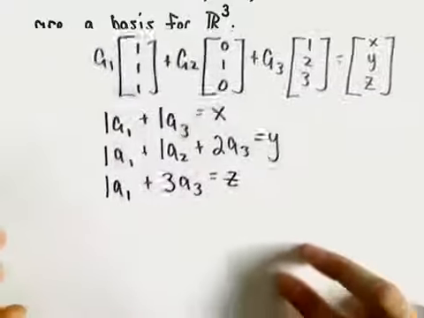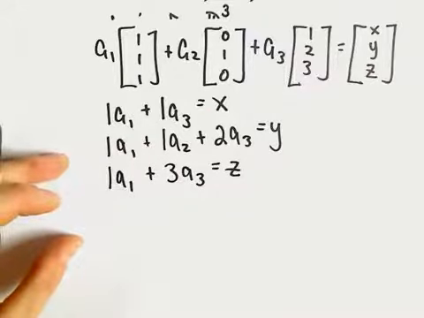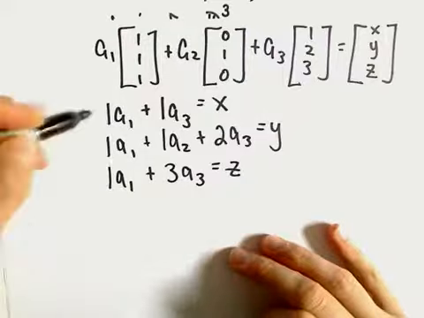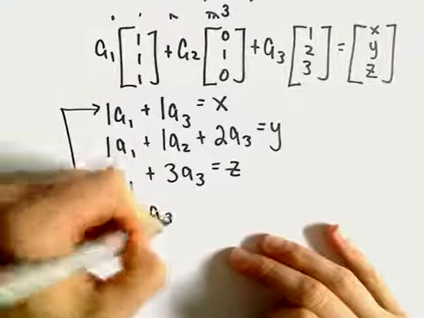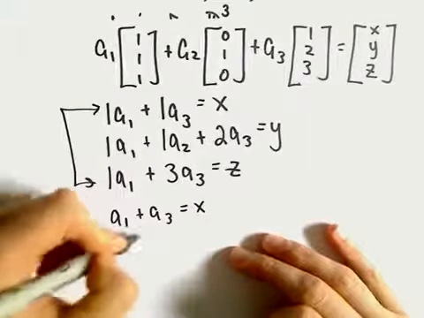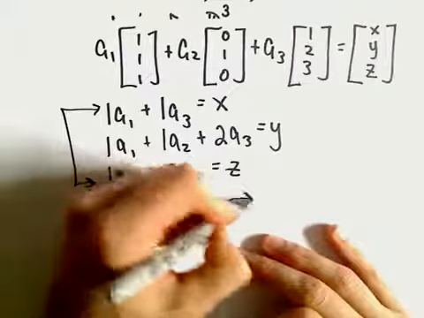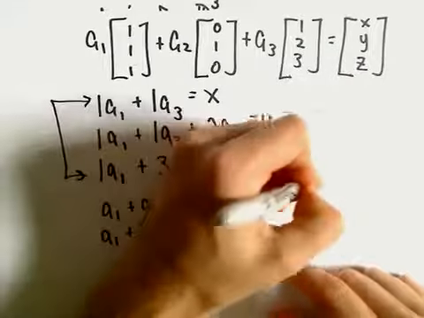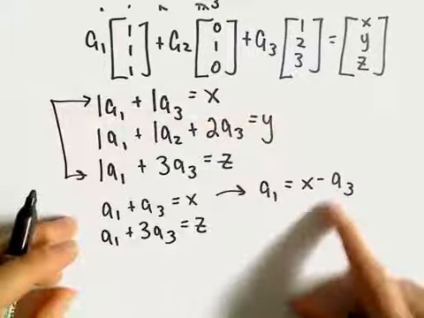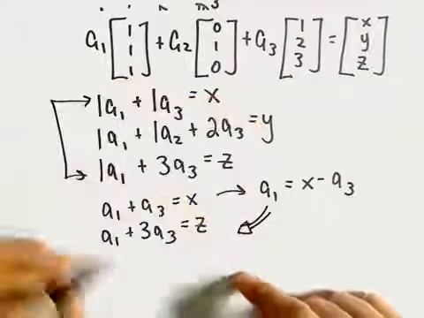So all I'm going to try to do is simply solve for a1, a2, and a3 in terms of x, y, and z. The way I'm going to do it is a little bit of substitution. So let's see. If we look at our first two equations, we've got 1a1 plus 1a3 equals x. We have 1a1 plus 3a3 equals z. Well, if we solve the first one for a1, a1 would equal x minus a sub 3.